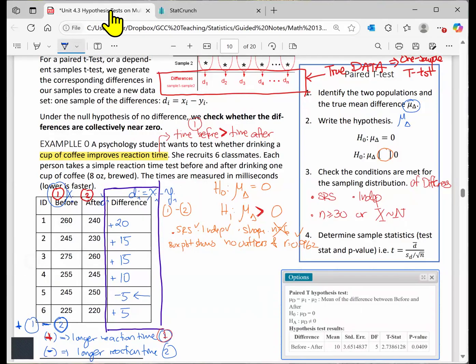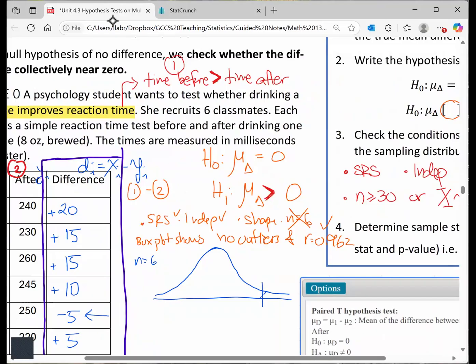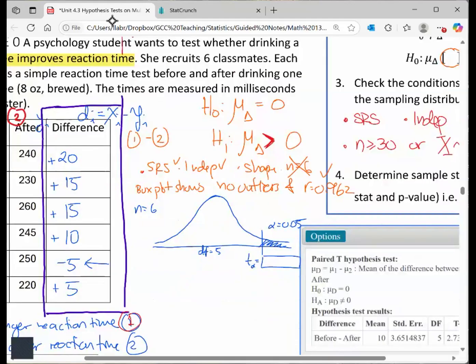That means my distribution here, because n is 6, is going to be a t-distribution. And I'm performing a right tail test, so the area on the right. There's no alpha given, so we'll default to 0.05. Degrees of freedom is 5. And we can go ahead and find the critical value here. If we find the critical value, we can then compare that to my test statistic. And the test statistic is t.